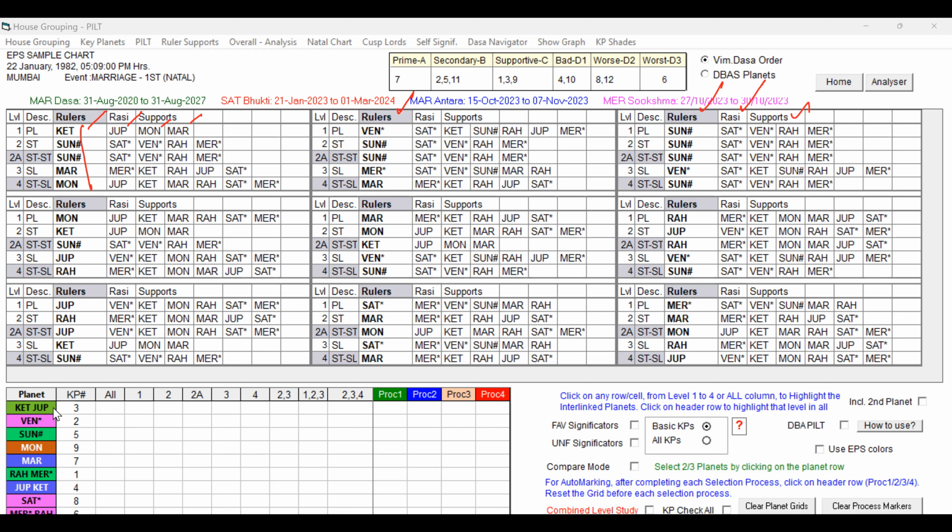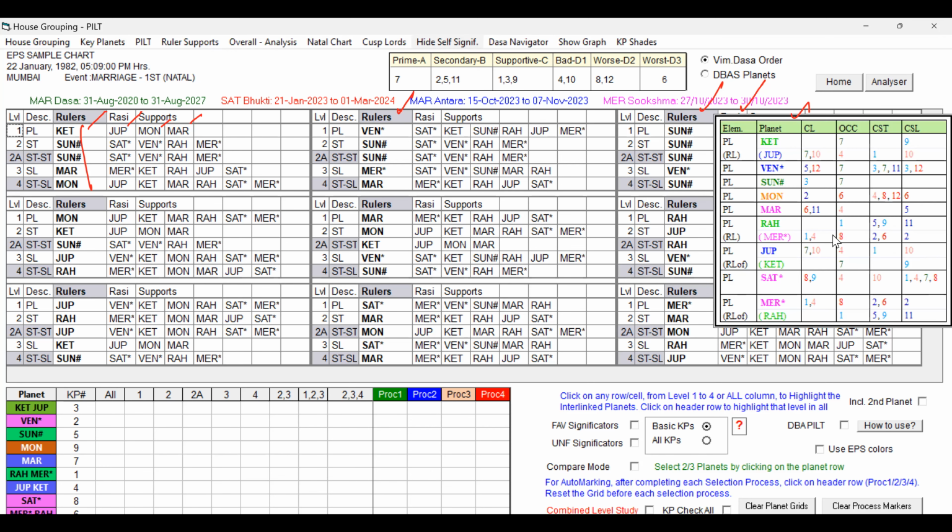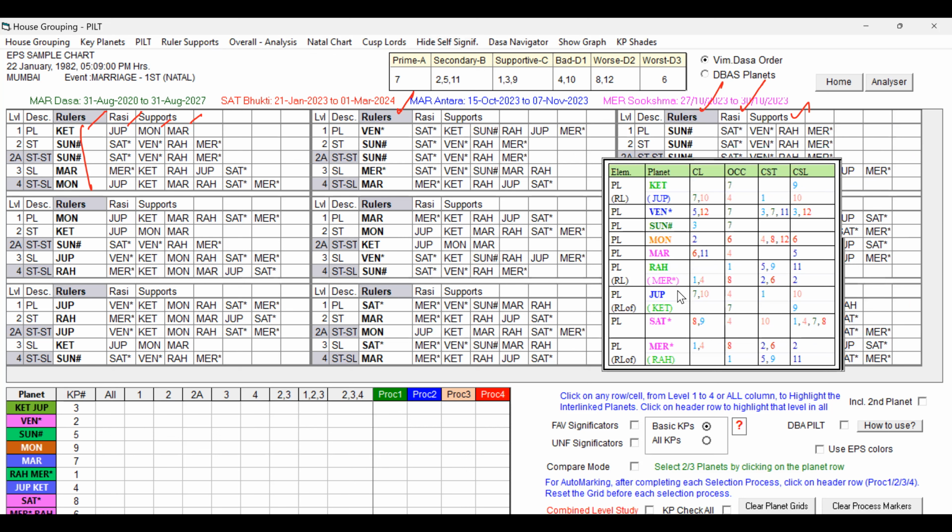Now, apart from that key planet shade, there is one more option also, which I was telling in the beginning of the video, prior to that slide: we can give our own colors. Those colors also we can use here. For example, you can see here, keep self-significators. You click this self-significator, we can see this table. You can move this table.